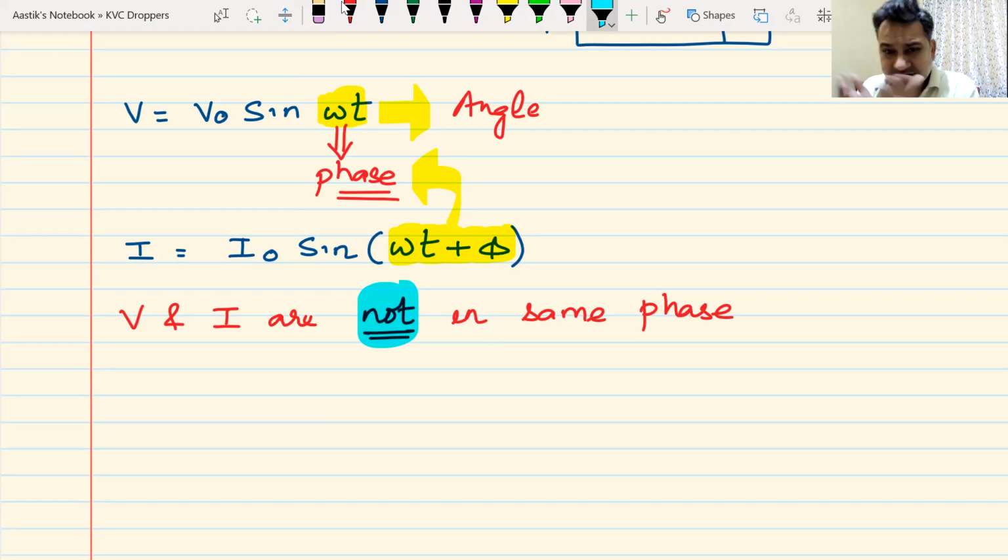Now, this is simple common sense. You have V and I. Who is aage? Who is in front? Who is leading? Who is lagging? Tell me. We have got voltage and current. Who is leading? Who is lagging?